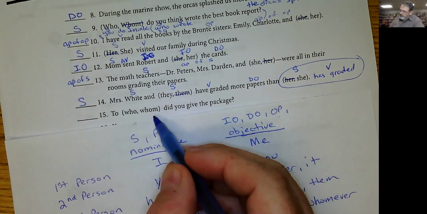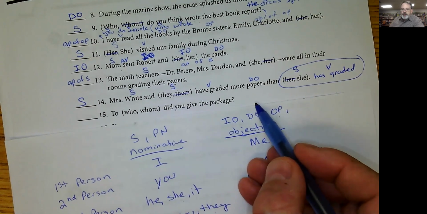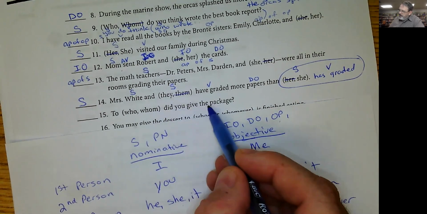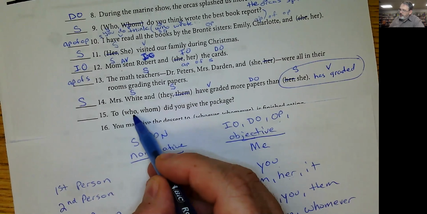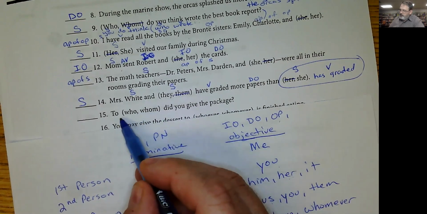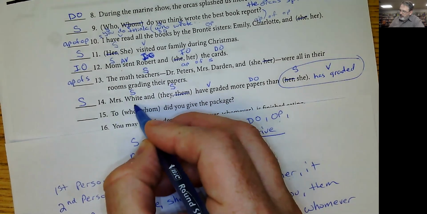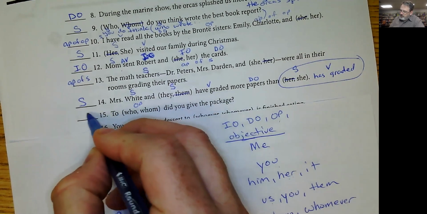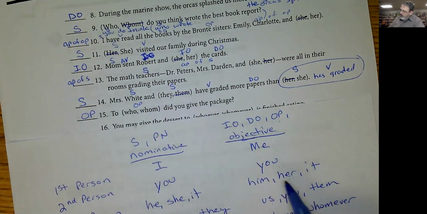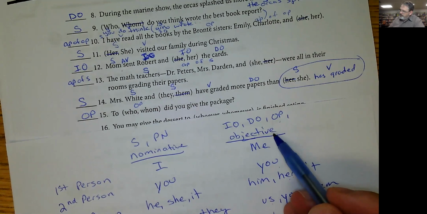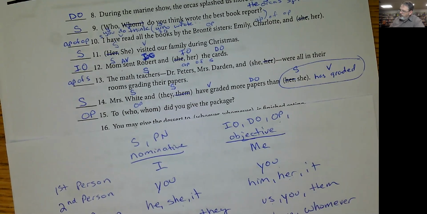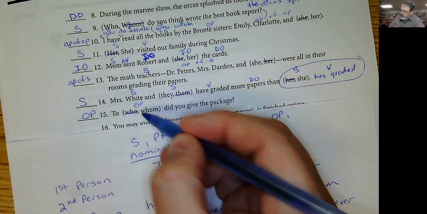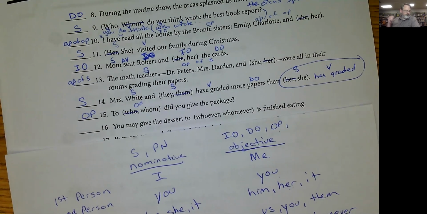All right. Here's another question. Let's flip it around. You did give the package to either who or whom. This is a prepositional phrase, so that means this is object of preposition. Should be objective case. Who or whom. Whom is objective case, so we cross out who. Okay?